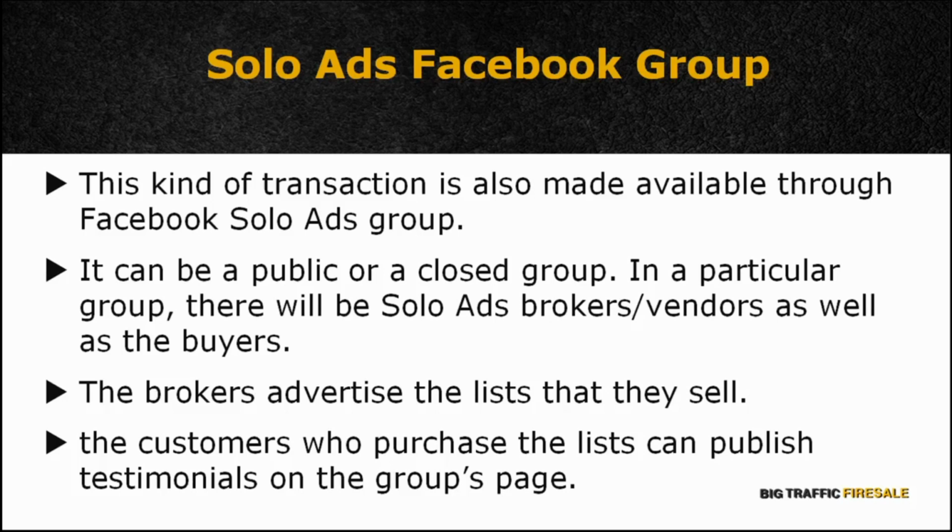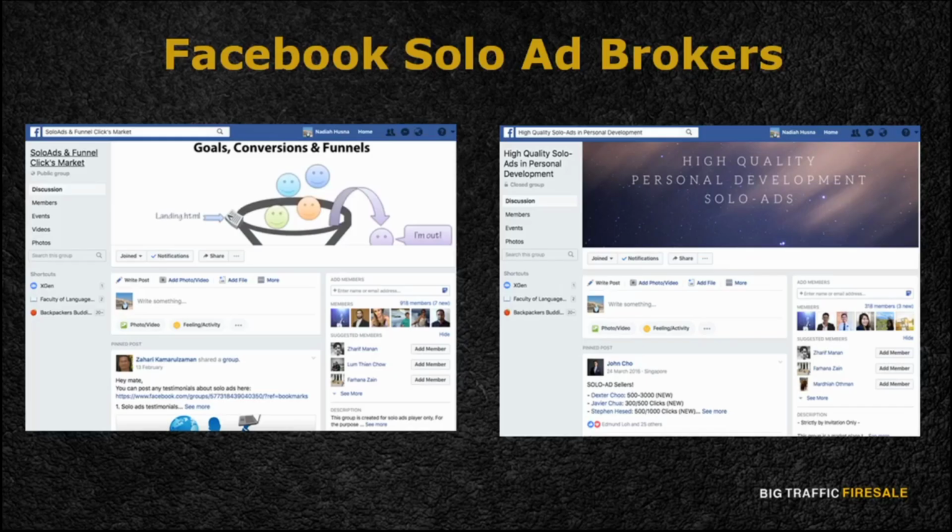This kind of transaction is also made available through Facebook Solo Ads Groups. It can be a public or a closed group. In a particular group, there will be solo ads brokers or vendors, as well as the buyers. The brokers advertise the lists that they sell. Meanwhile, the customers who purchase the lists can publish testimonials on the group's page. Therefore, the members of the group will get direct feedback, and this will enable them to weigh their selection of lists. Examples of solo ads Facebook groups are as follows. 1. Solo ads and funnel clicks market. 2. Solo ads, ad swaps, and email marketing.